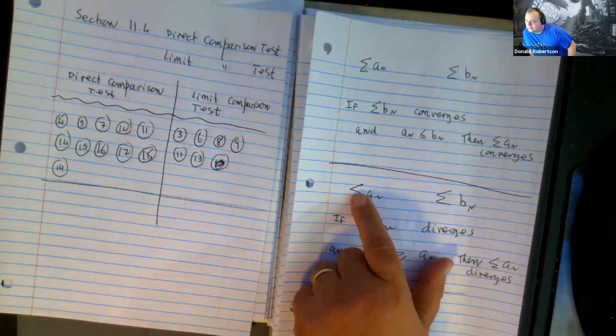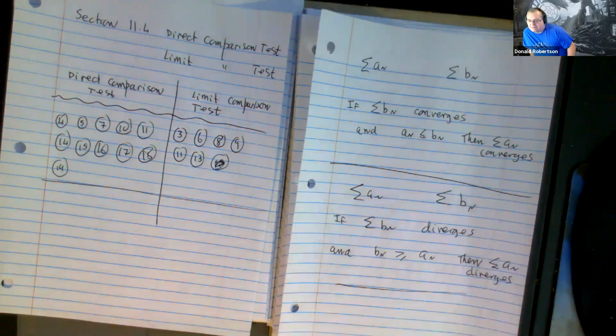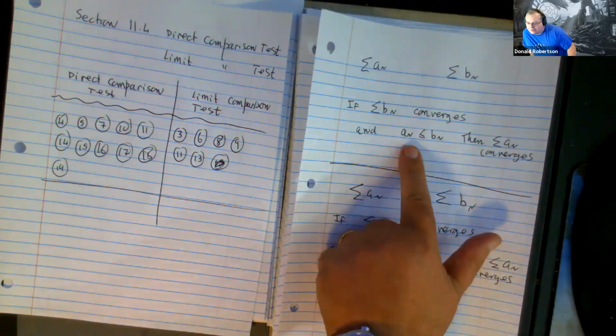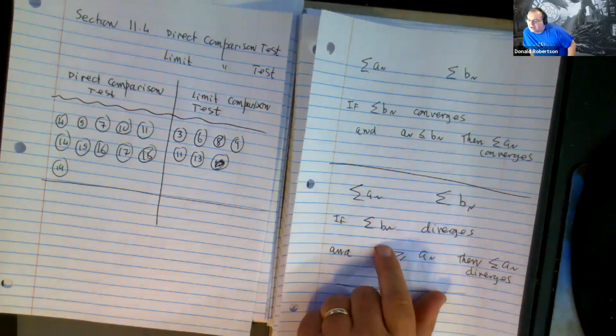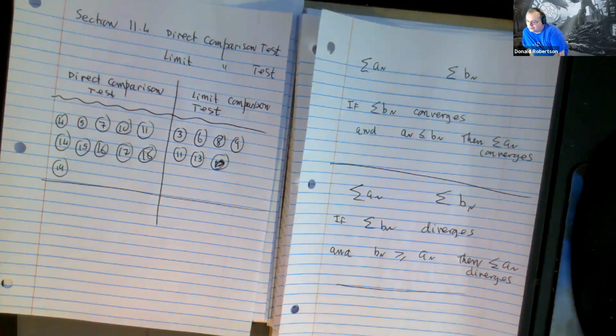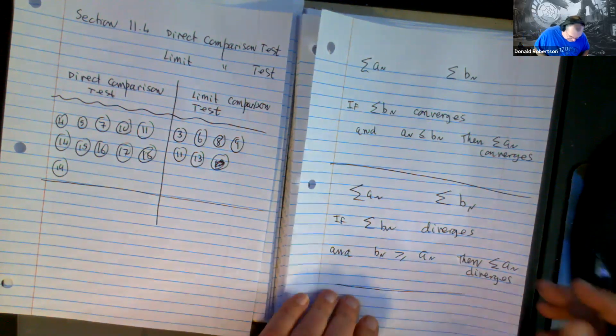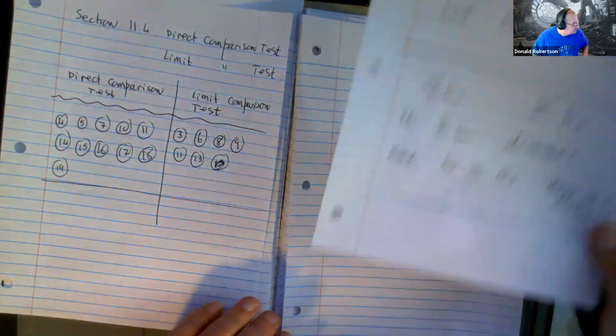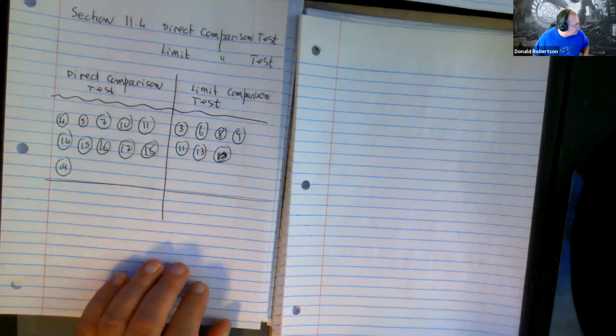So what does that mean? If you're smaller than a converger, you converge. If you're bigger than a diverger, you diverge. Does the logic of that kind of make sense of why this test works? So let's pick some series and test out that theory.